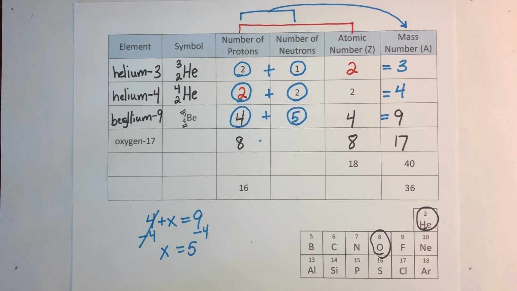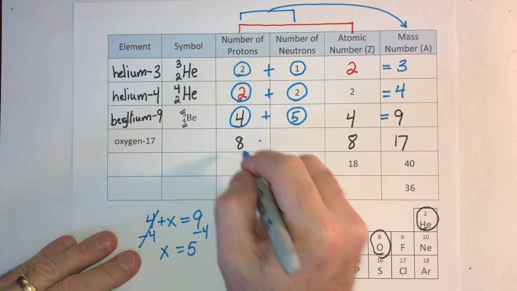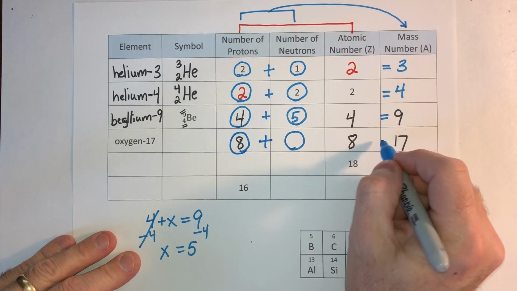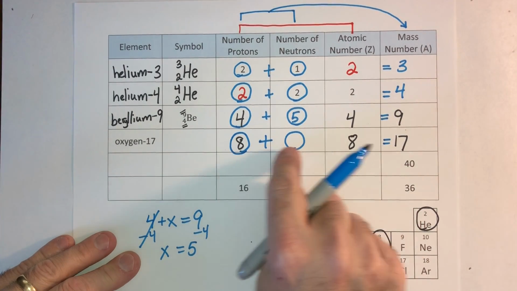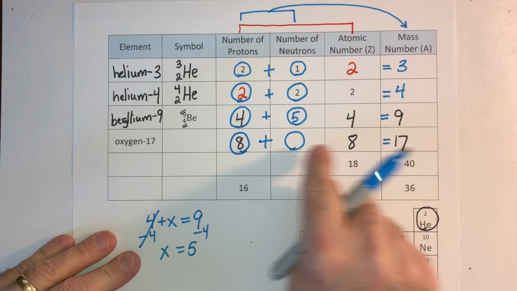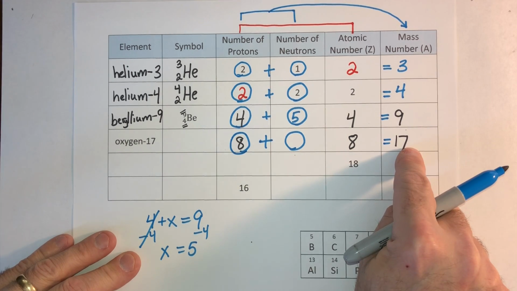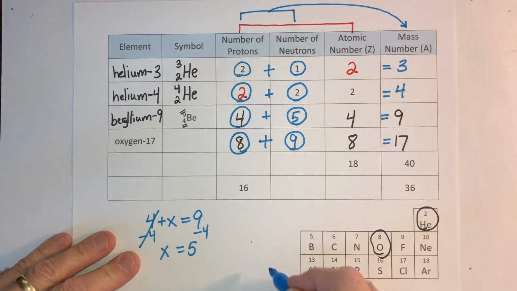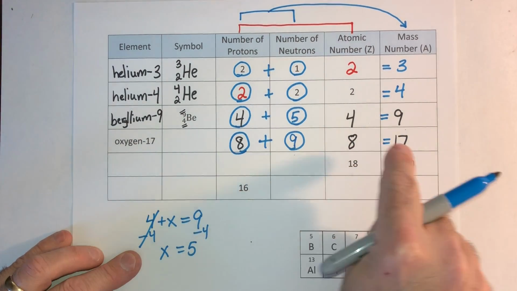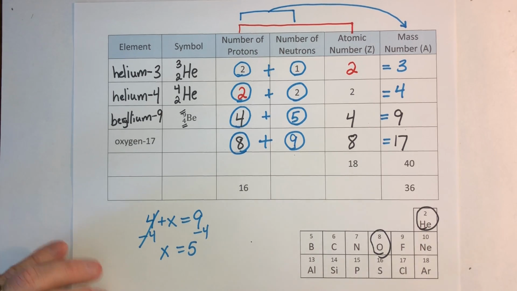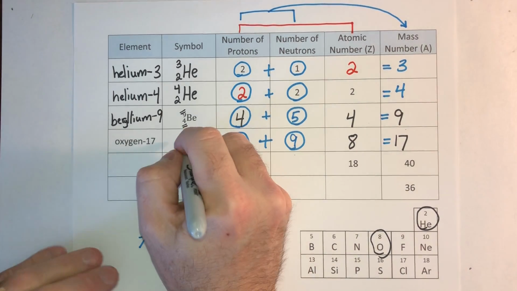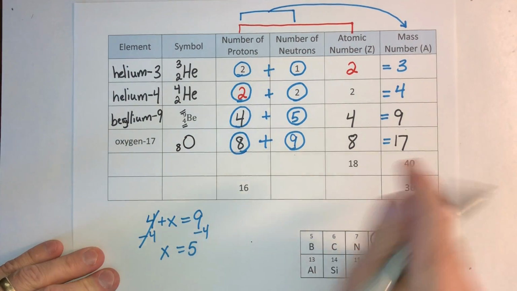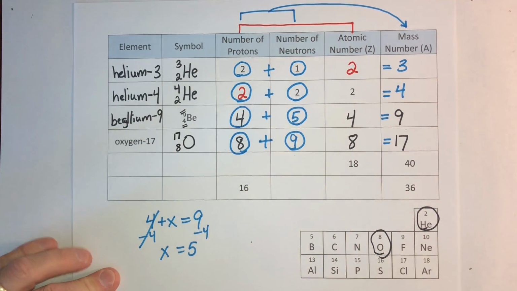Sometimes chemistry is sneaky. So again, number of protons plus the number of neutrons gives me the mass number. So 8 plus something is 17. If you want to figure out what it is, you move the 8 to the other side of subtraction. So 17 minus 8 gives me 9. And you can check that, right? 8 plus 9 is 17. The symbol for oxygen is O. My atomic number is 8. My mass number is 17.